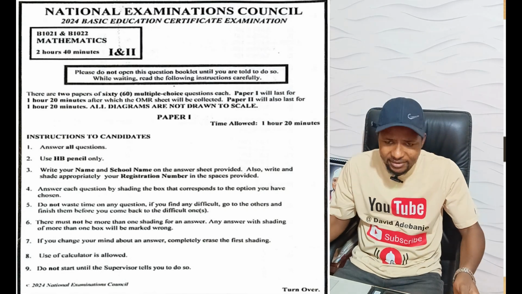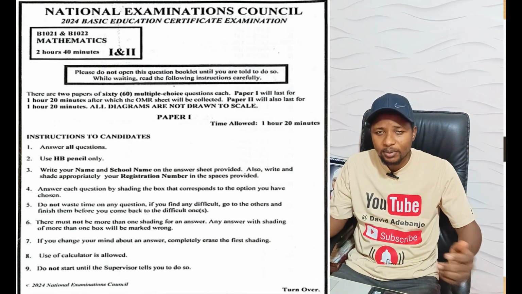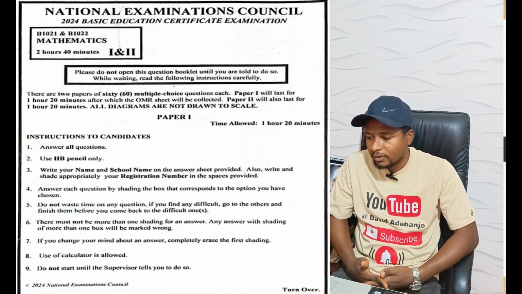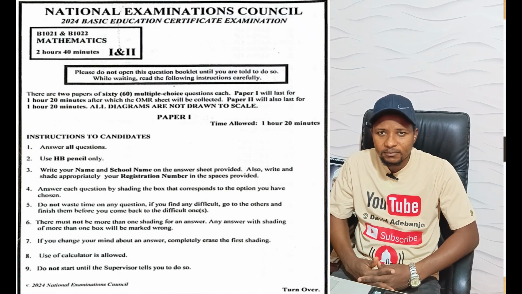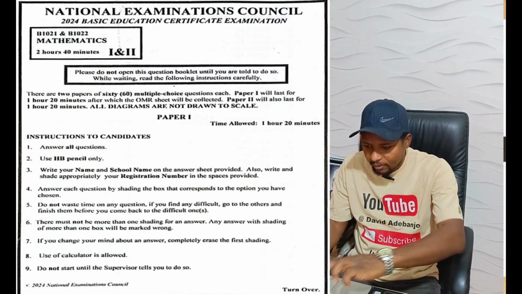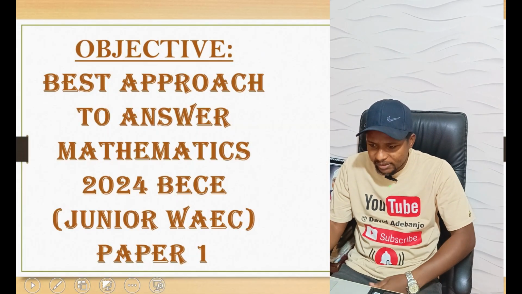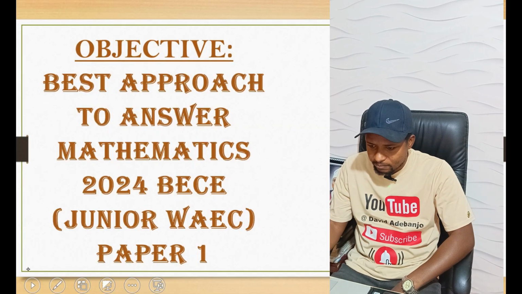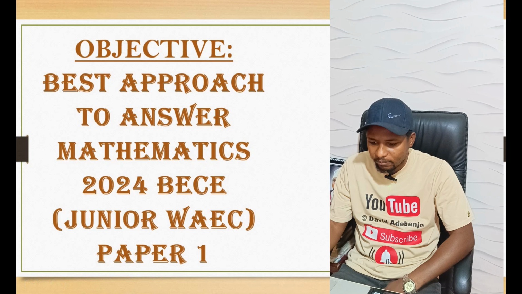Like I always tell my students, when you feel you're ready, pause the video, solve, and when you're done, you can press play to confirm whether you're right or wrong. Let's go to class. The objectives still remain the same: the best approach to answer Mathematics 2024 BECE, which is the Junior WAEC paper 1.